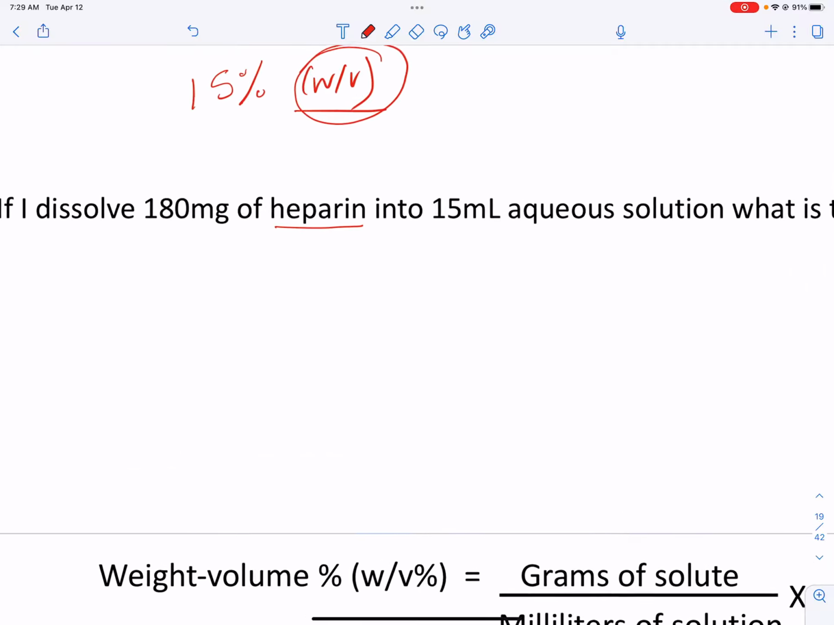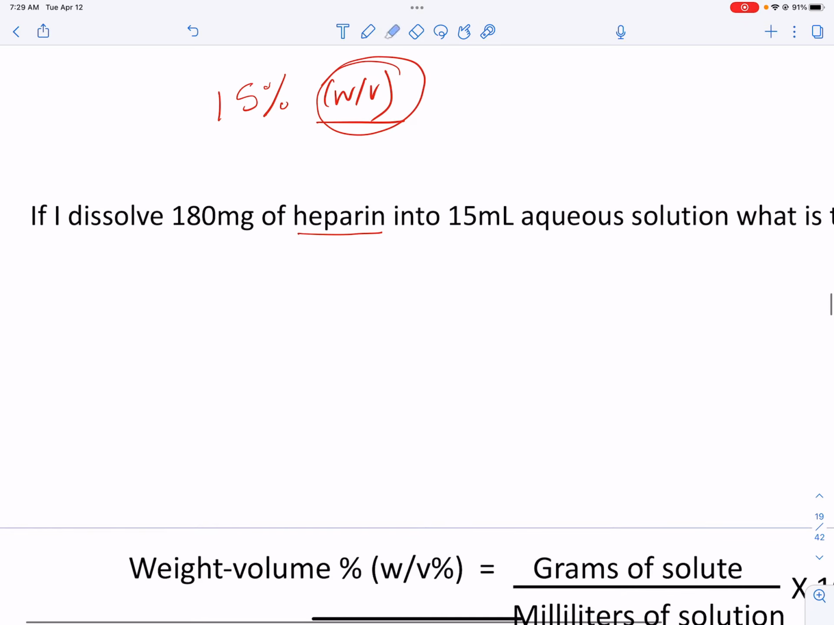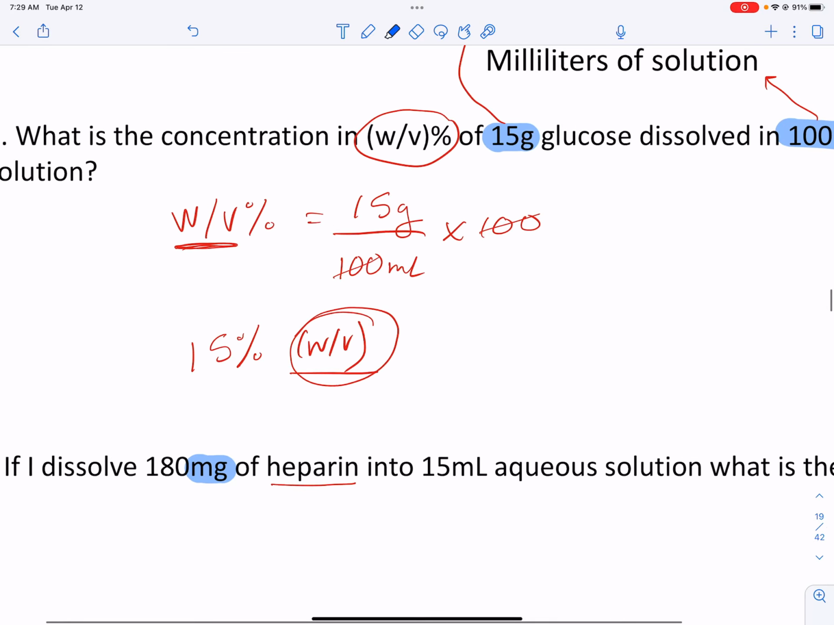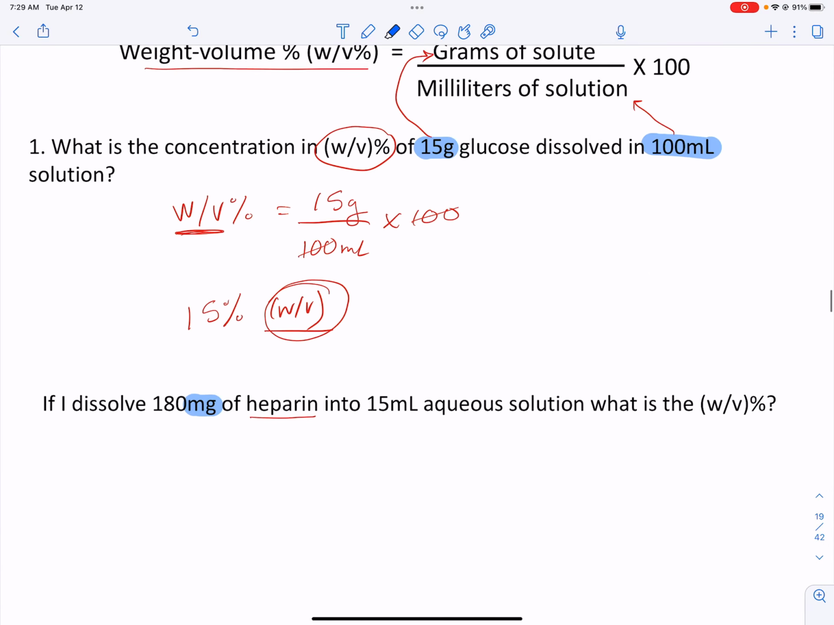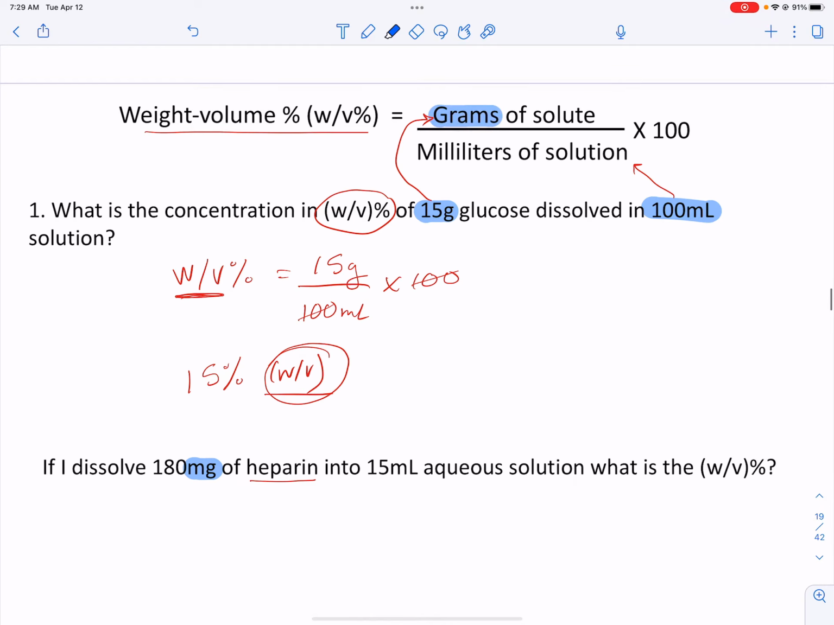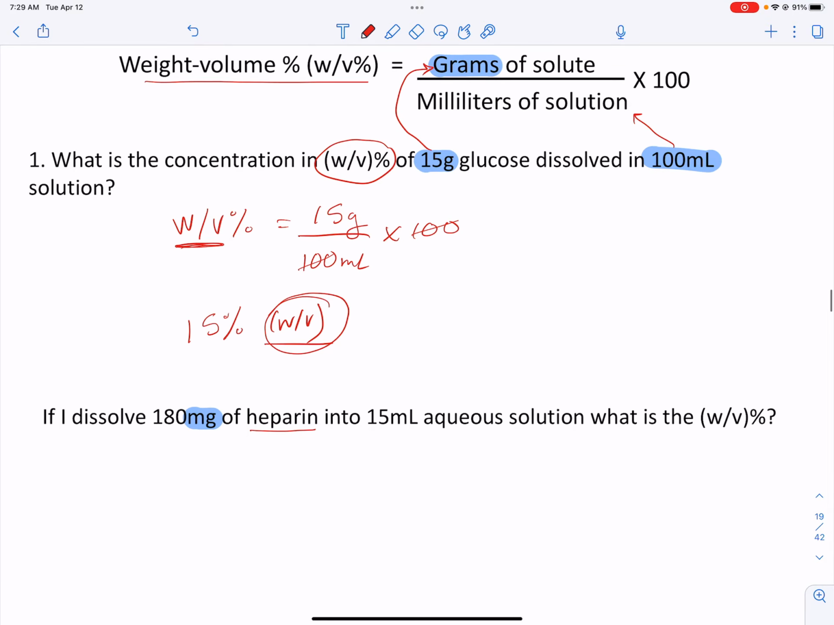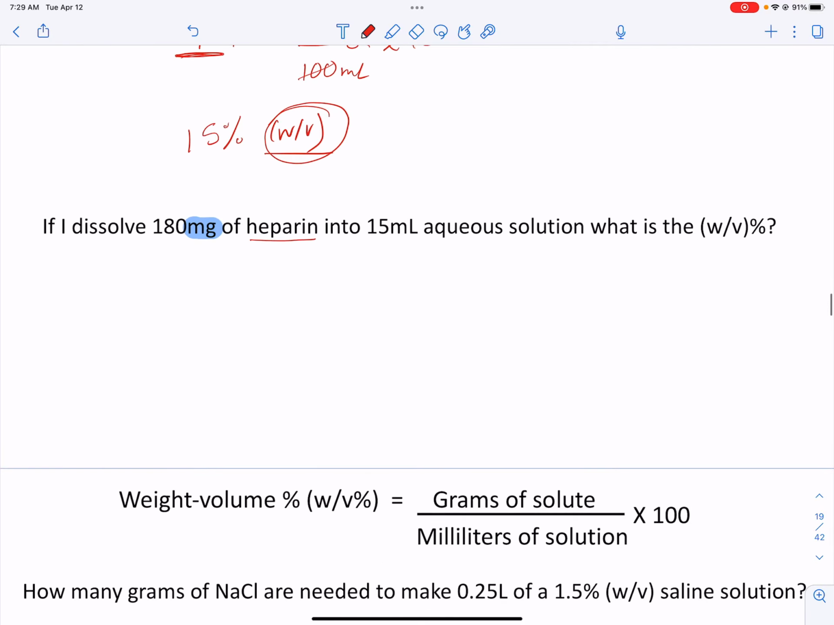Now, again, look at your units. One thing you might notice here is we're not starting with units of grams like we did in this other problem. We started with 15 grams of glucose, here we're starting with milligrams. And our equation says it's got to be grams of solute per milliliters of solution. So before we just plug these numbers into the equation and solve for the percent, we first need to convert this to grams. And this should be very easy for you guys.